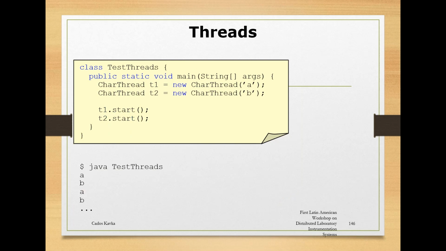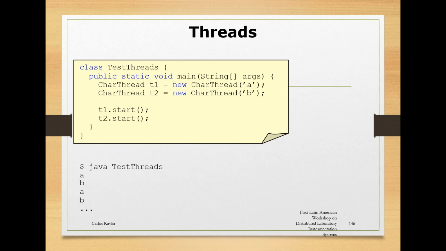Now in the next class, we have created a main method and created objects of this CharacterThread class with the names T1 and T2. And here we are giving character A as an argument and B as an argument.